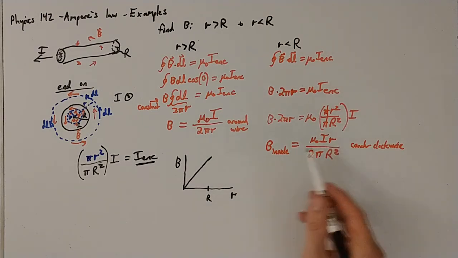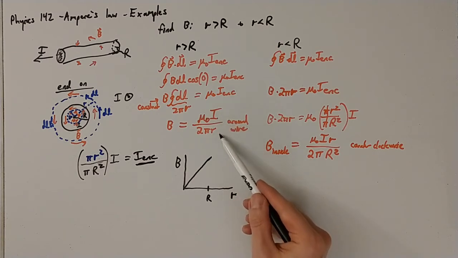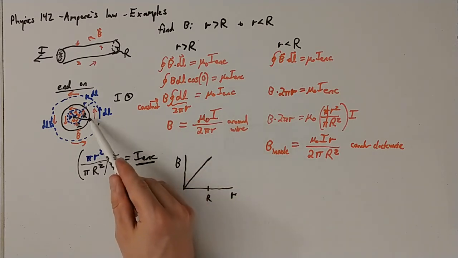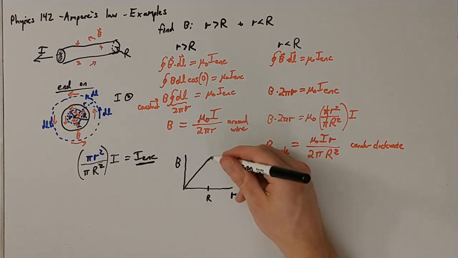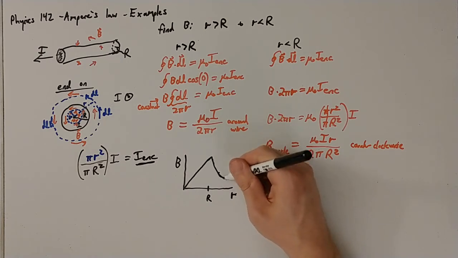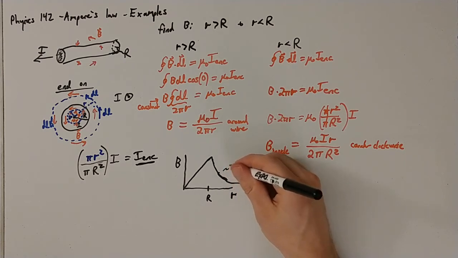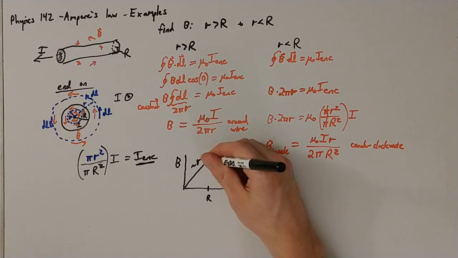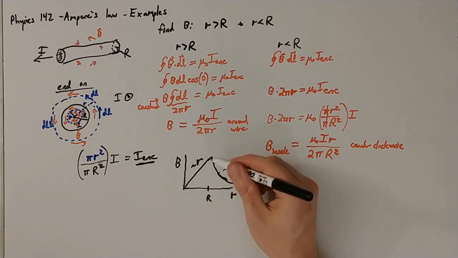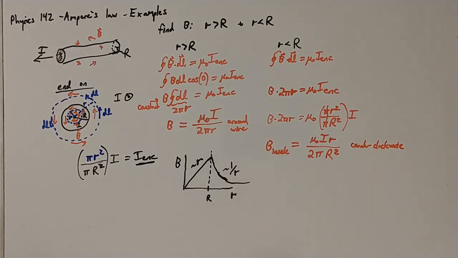And then once we hit this edge, it looks like we have a 1 over r relationship. As r gets bigger, B is going to get smaller once we get outside the wire. And 1 over r is like a hyperbola, so hyperbolas look something like this. So we have this 1 over r drop off here, and the linear rise with r here. Ideally, they should meet right at big R, so we can double check that.